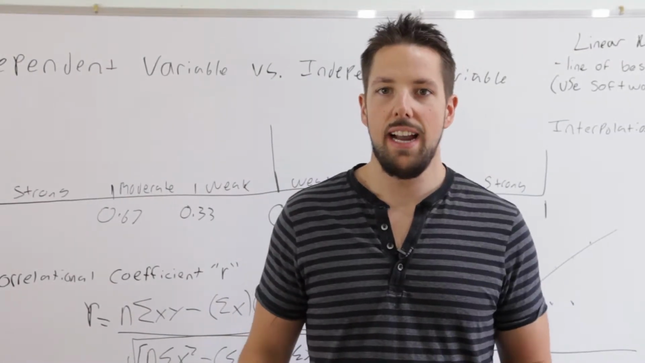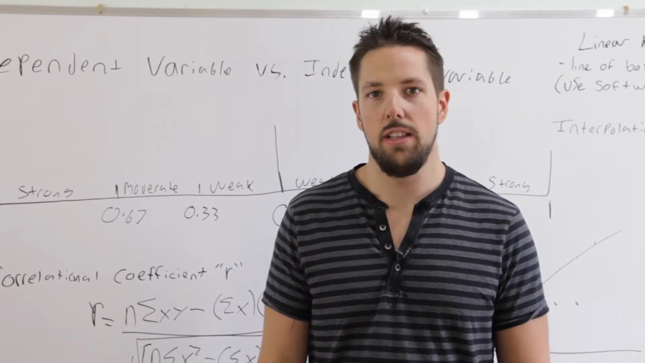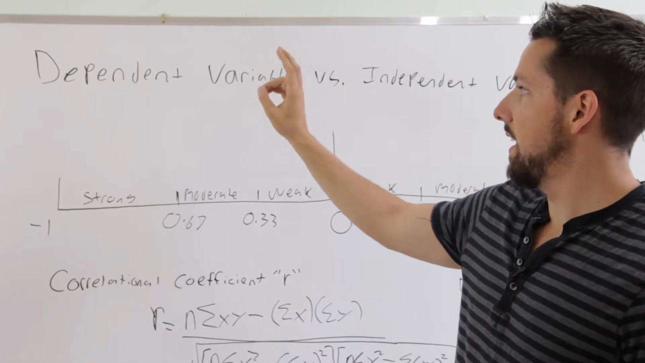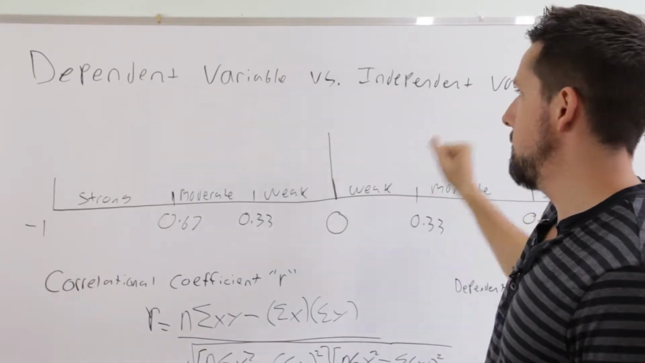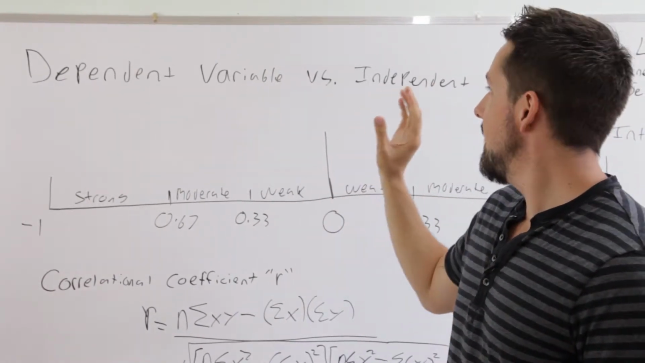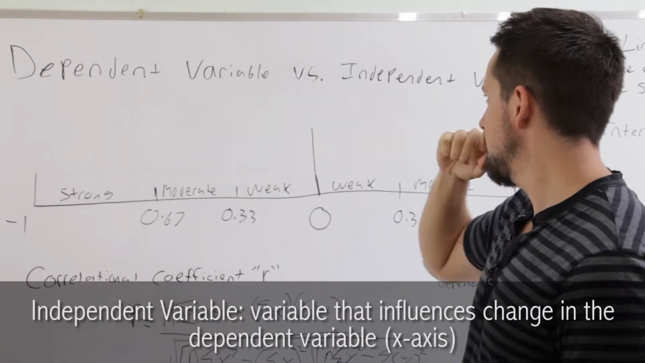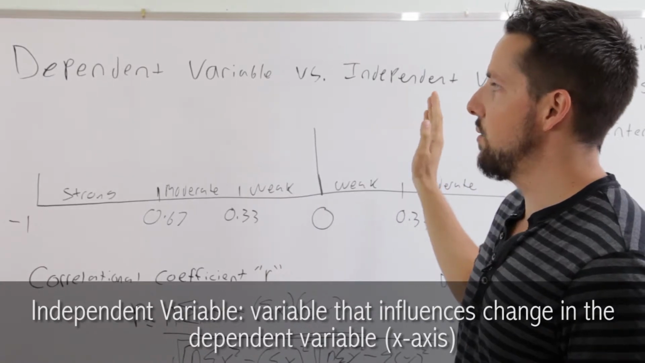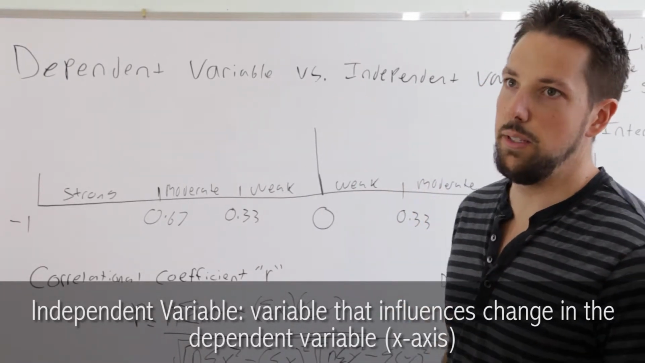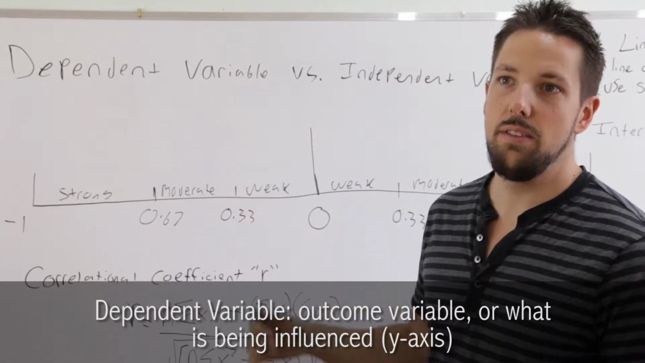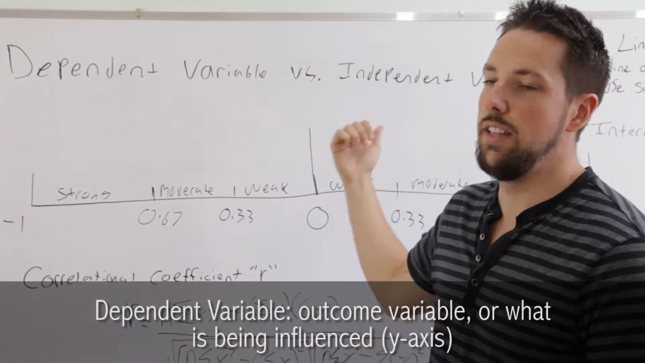So now we're going to be looking at how two variables interact with each other and how they play on each other. There's two different variables we're looking at, the dependent variable and the independent variable. The independent variable, when you're making a scatter plot, will go on the x-axis. This is the variable that you think will influence the other variable. The dependent variable is the one that you think will be influenced, the variable that depends on the independent variable.